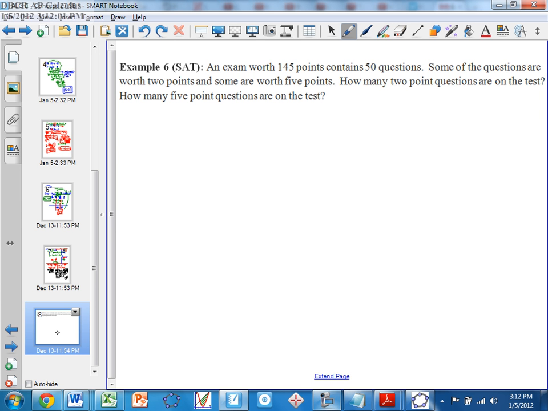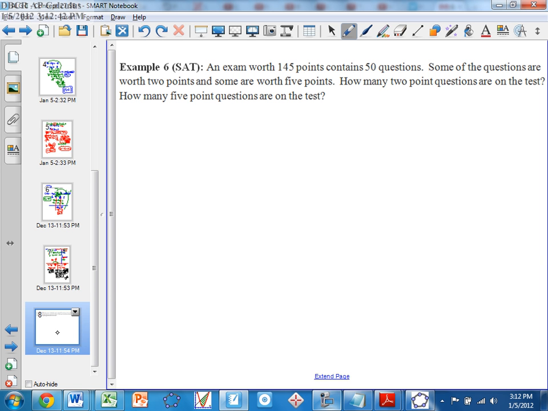So we have an exam that's worth 145 points, and there happen to be 50 problems on the exam. Some of the problems are worth 2 points, some are worth 5 points. We want to know how many 2-point problems there are and how many 5-point problems there are. So if somebody was playing in a basketball game and they had a total score of like 35 points, and you wanted to know how many 2-pointers did they make and how many 3-pointers, assuming there were no foul shots, you would need some other piece of information. You need to know that maybe they had 25 baskets altogether, and then you can figure it out, or 12 baskets altogether. So we need some information.